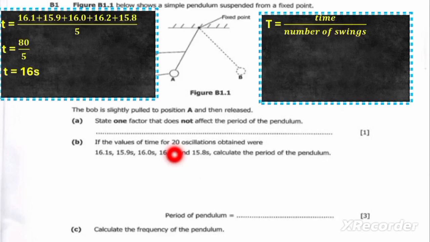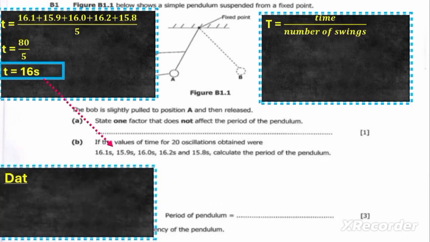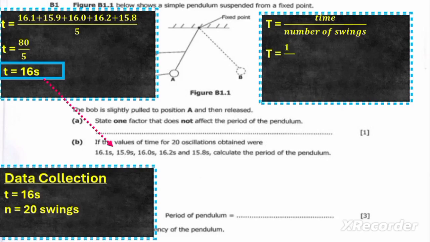As we can see, we have successfully managed to identify and collect the data. Let us write the data here so that we can simplify our work. Time is 16 seconds, number of oscillations is 20. So where there is time, we are going to write 16. Where there is number of swings or number of oscillations, we are going to write 20.